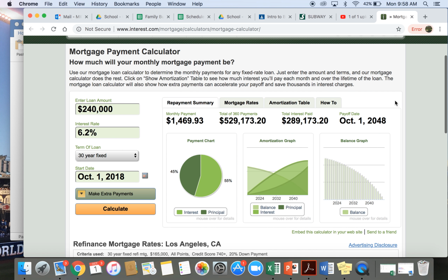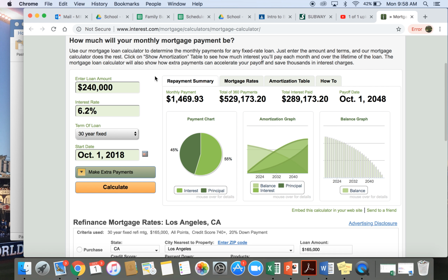And this right here is going to tell me that my monthly payment each month for 360 months is going to be $1,469.93. Total of payments, I pay $529,000. That's a bunch. But I'm going to pay almost $290,000 in interest over the 30 years. $290,000 in interest. That's insane. And then I'll pay it off in 2048.